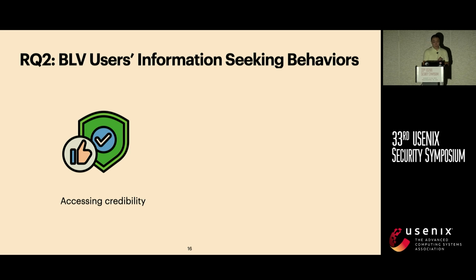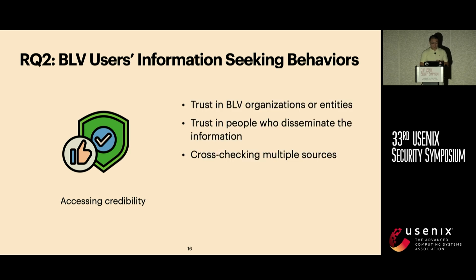Another thing that I also want to focus on is how they assess the credibility of the information source. So we find that participants believe that their trusted entities could provide relatively credible information. They look at who actually provided the information. So that would include BLV organizations or entities. They also trust people who disseminated the information, and they tend to believe tech-savvy friends or influencers in the blind community. And then another thing we also notice is that they cross-check multiple sources to make sure that they're getting credible information.